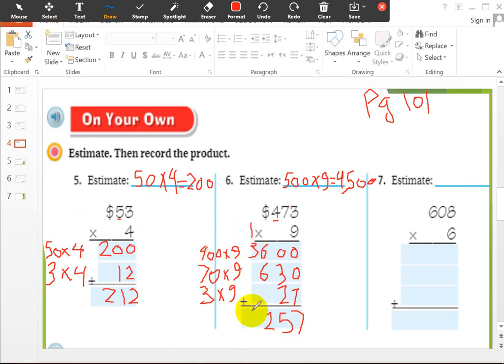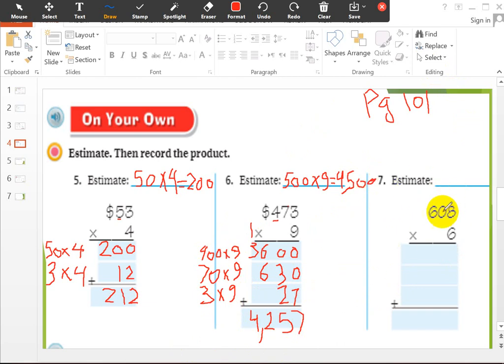Thank you, Hanouf. Your answer is correct, but don't forget the comma, please. So I will put the comma after 3 digits from the right side, so it will be 4,257. Okay, and it's close to the estimation. Now number 7.